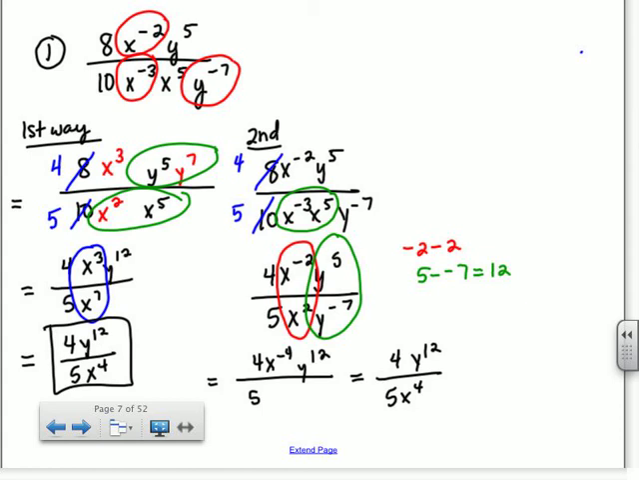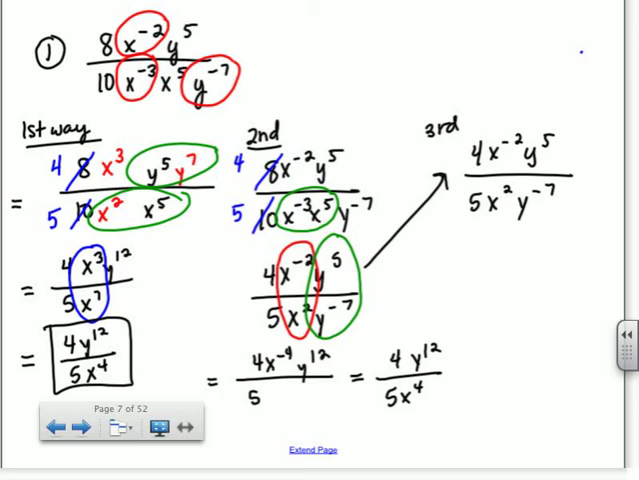Then your last step is to deal with whatever negatives you had. See how you had x to the negative 4? You would put that on the bottom now and make it x to the positive 4. So you'd end up with 4 over 5x to the 4th, and then the y to the 12th is still on top. So see, you have the same thing. You kind of have to just choose which method you like better. If you like moving the negatives around, you can do that. If you don't like that, use the subtraction rule.